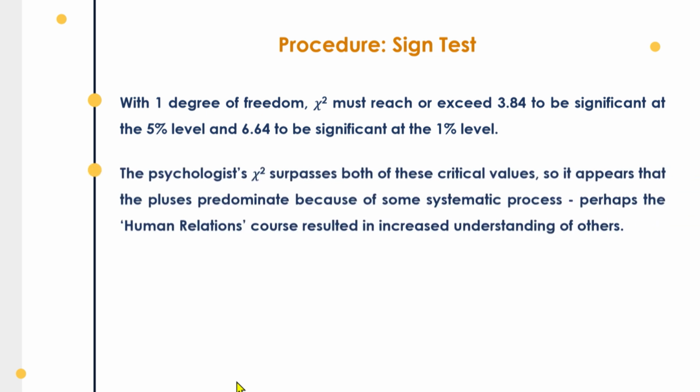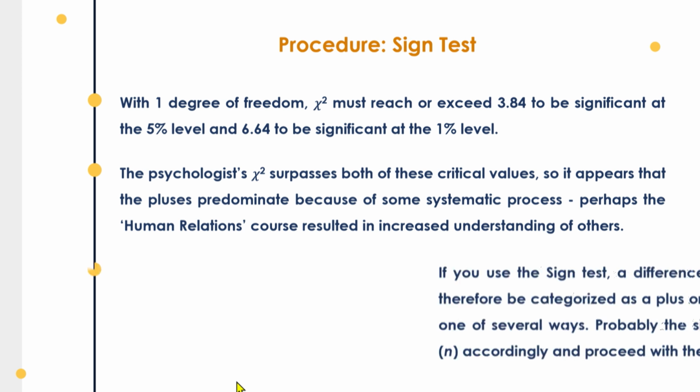The psychologist's chi-square surpasses both of these critical values, whether at the 5% level or the 1% level. So, it appears that the pluses predominate because of some systematic process. So, more pluses are there. So, perhaps that is the reason why the human relation course resulted in increased understanding of the other procedure that has been followed.